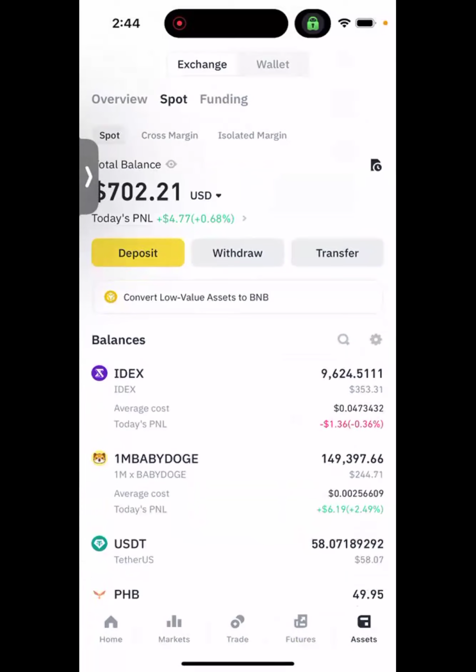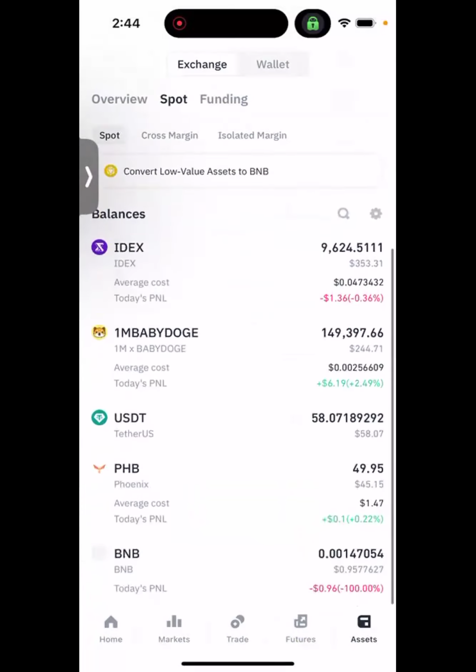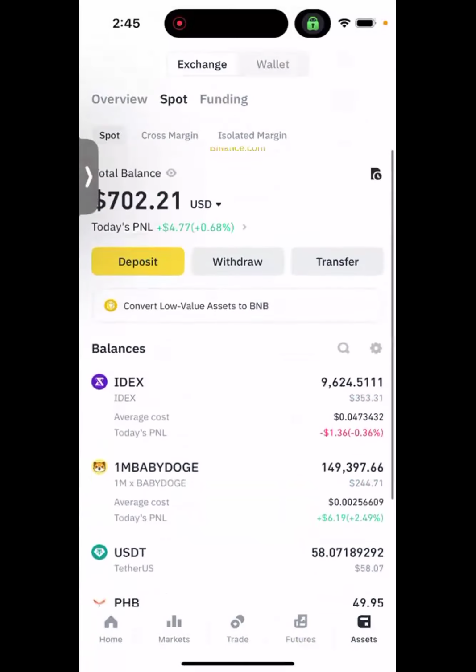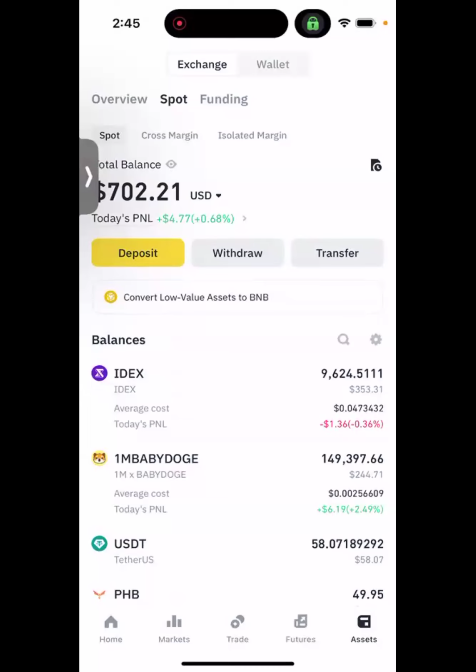Okay, scroll down a bit. Let's see the asset. Yeah, okay, they are all okay. All right, great. So that is how we do it, okay? You just tap on convert low value asset to BNB.